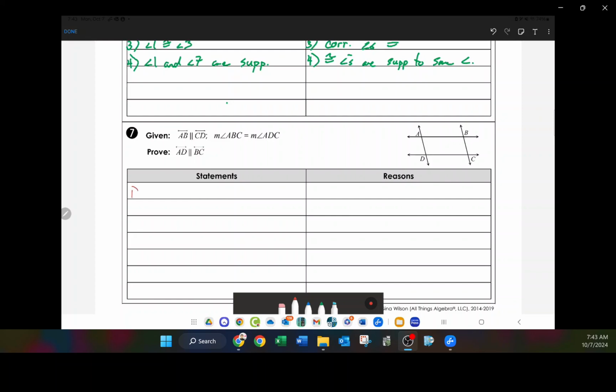So, one, we're given line segment AB, line AB is parallel to line CD. And we're given the measure of angle ADC is equal to the measure of angle ABC. Now, if they're equal, what do I know about angle ADC and angle ABC? They're congruent. And that's just the definition of congruent.